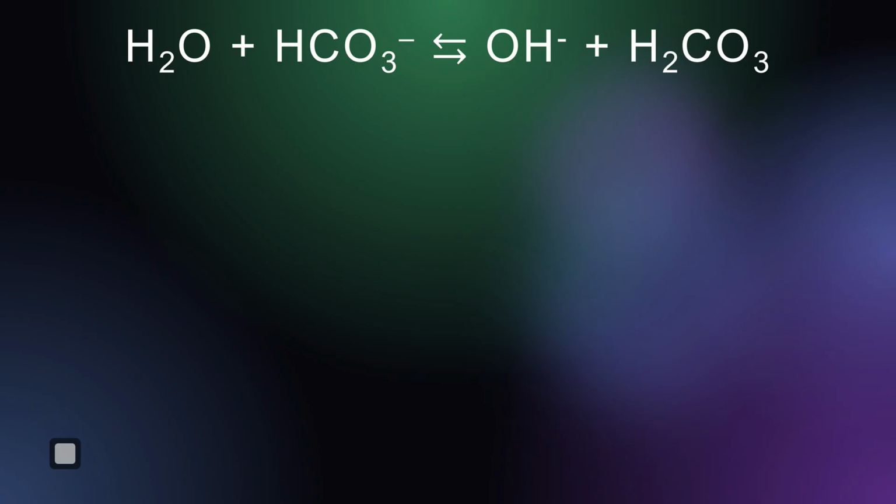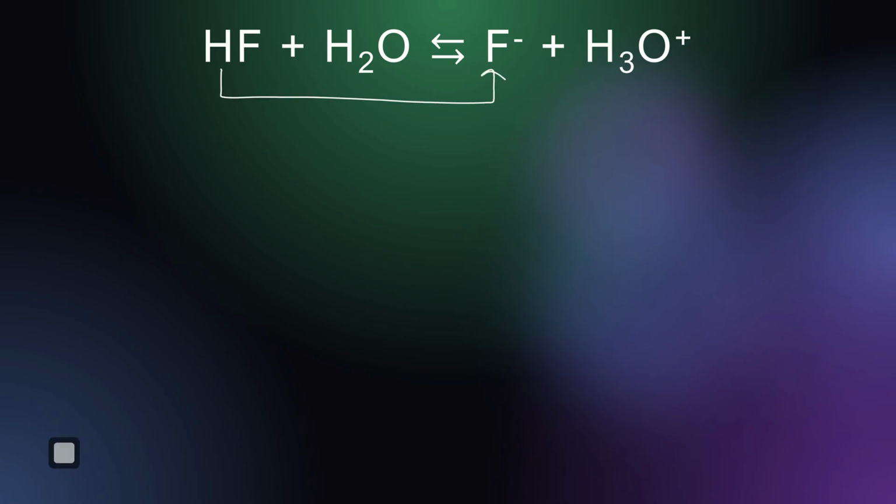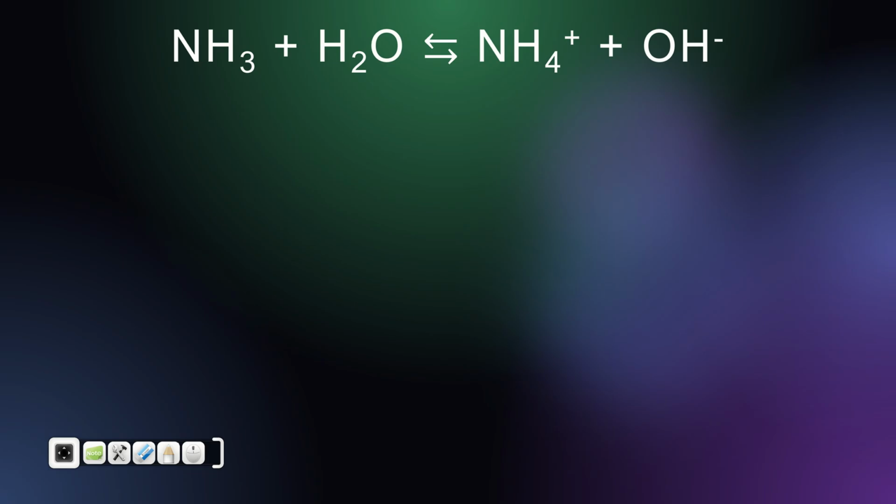So, for this one, did I do that one? Let me just go to this one, even if I did that one. All right, one of my last ones. HF is becoming F-. H2O is becoming H3O+. This is losing the H+. This is gaining the H+. This must be my base. That's my acid. Acid becomes conjugate base. That becomes conjugate acid. All right, last one here.